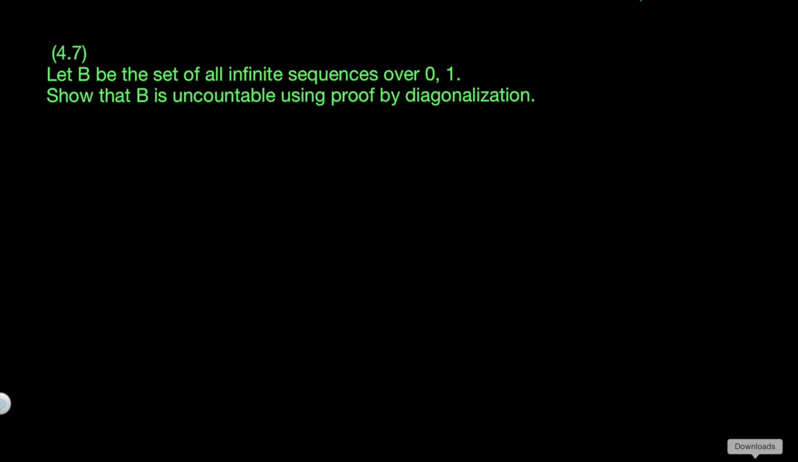Hi everybody. Right now I'm going to be doing Sipser Exercise 4.7. So the problem says, let B be the set of all infinite sequences over the set 0 and 1. And we need to show that B is uncountable using a proof by diagonalization.